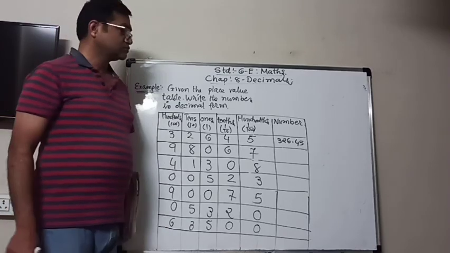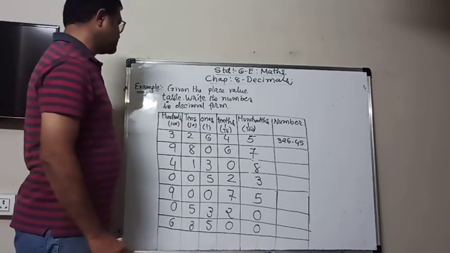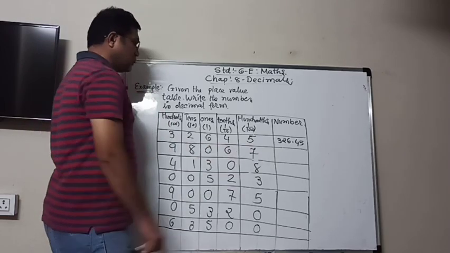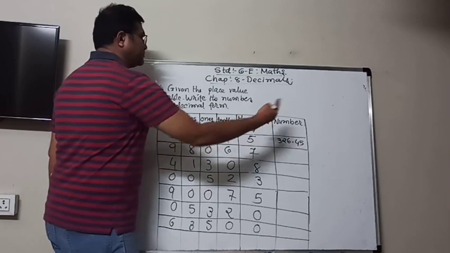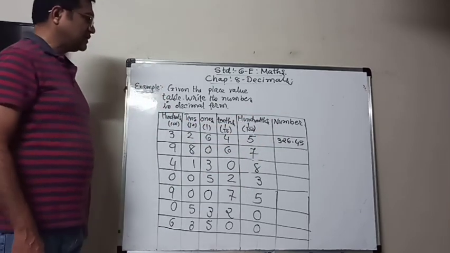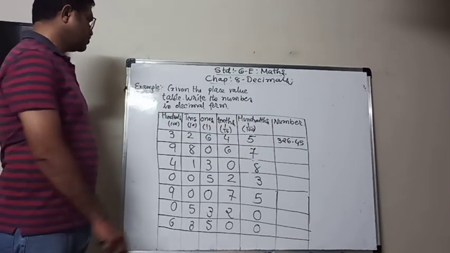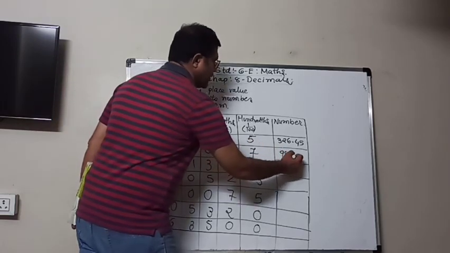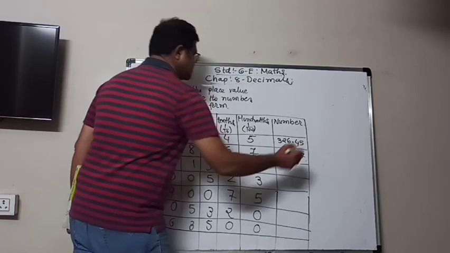So we write it as 326.45. The next number is 9, 8, 0, 6 and 7. We know that 6 and 7 must be after the decimal point. So it will be 980.67.